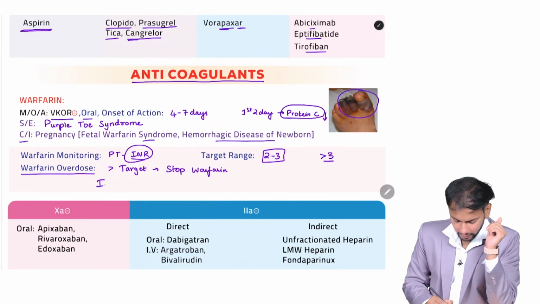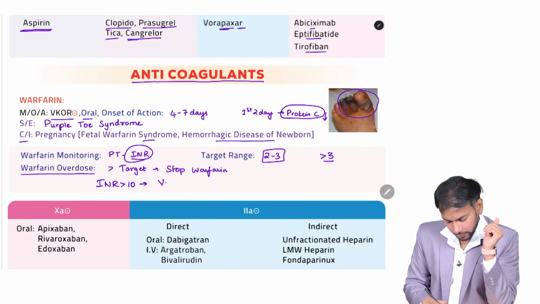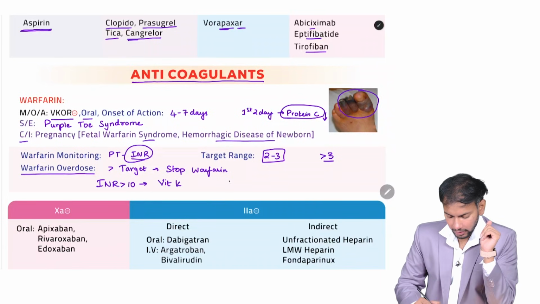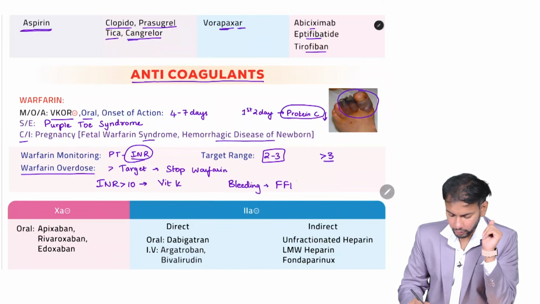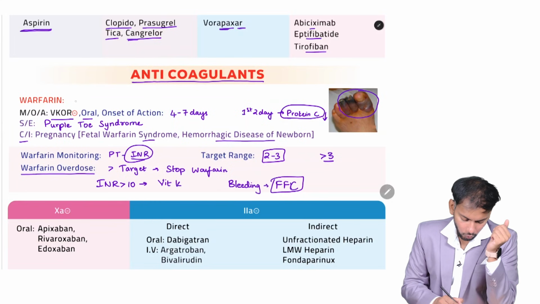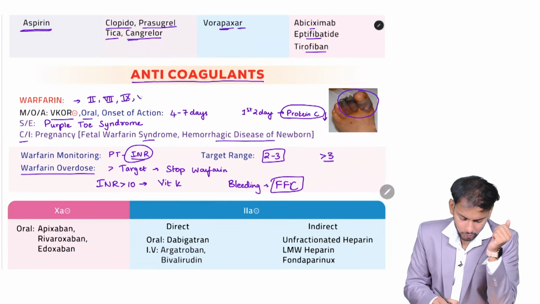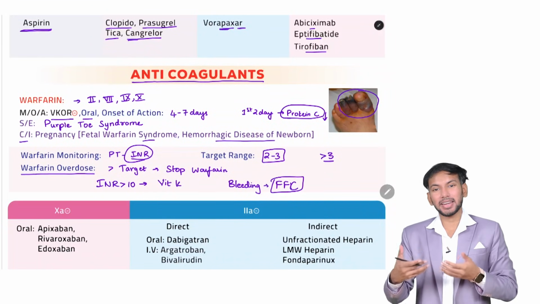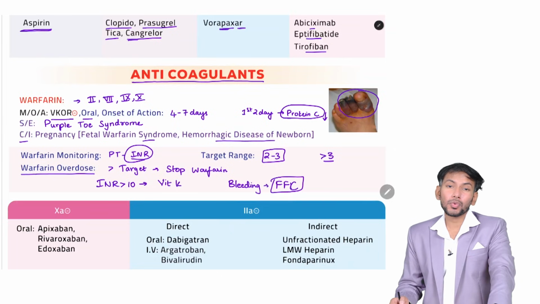Now, they are also saying if INR is more than 10, that is when you start vitamin K. Now, it doesn't matter what the INR is, if there is bleeding, then you have to give 4-factor complex. What are those 4 factors? Warfarin is blocking factors 2, 7, 9, 10. So you have to give these activated factors 2A, 7A, 9A, 10A. This is what is 4-factor complex.